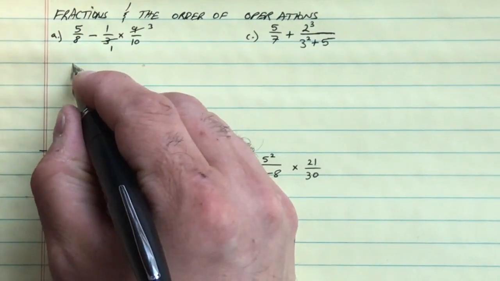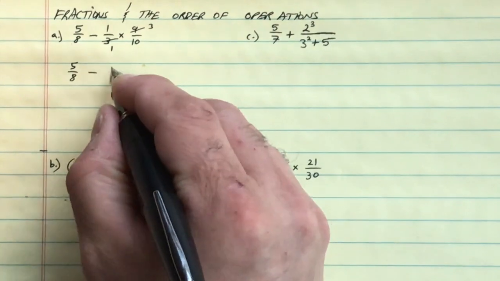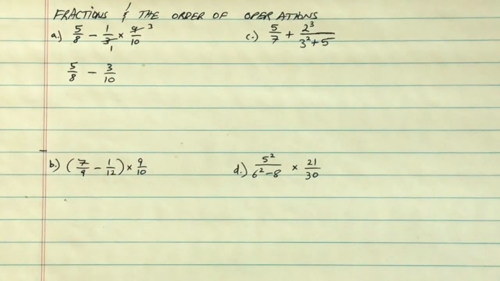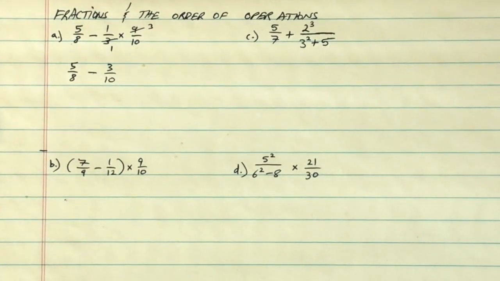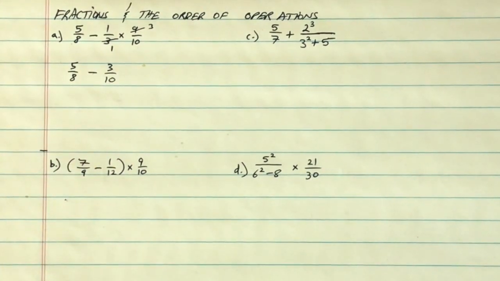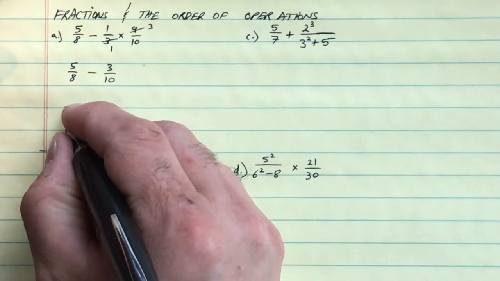So what we have now is 5/8 minus 3/10. Now remember, when you're adding and subtracting fractions, we've done this before, you've got to change these fractions so they have common denominators. So what's a good common denominator for 8 and 10? 40, you say? Absolutely, that is the lowest common denominator. So we turn these into 40ths.